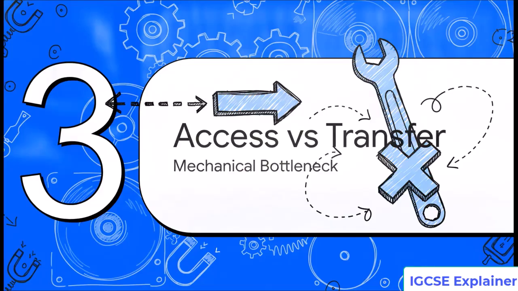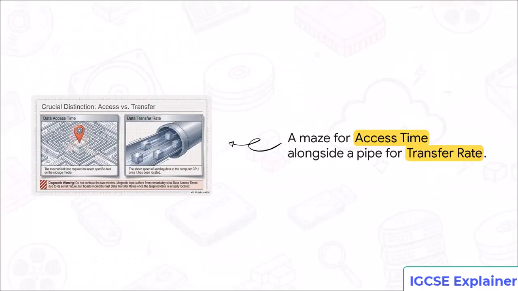Section 3. Access time versus transfer rate. Now, you really have to think of the difference between access time and transfer rate kind of like a maze versus a pipe. It's a vital diagnostic distinction. On one hand, you have the mechanical maze of access time. That's the literal, physical time required to locate a specific piece of data on the media. On the other hand, we have the sheer pipeline speed of the data transfer rate. That's how fast the data is actually sent to your computer's CPU once it's finally been located. So with magnetic tape, it suffers from remarkably slow access times because of that serial spooling nature. But once it actually finds the data, boom, it boasts incredibly fast data transfer rates.